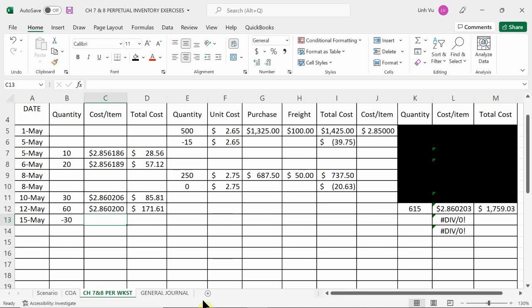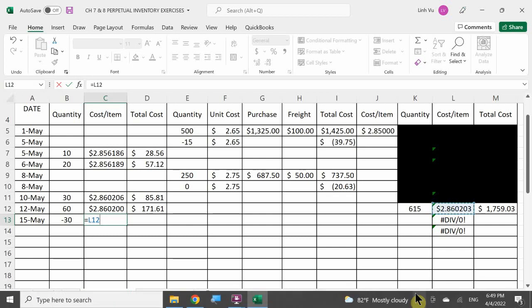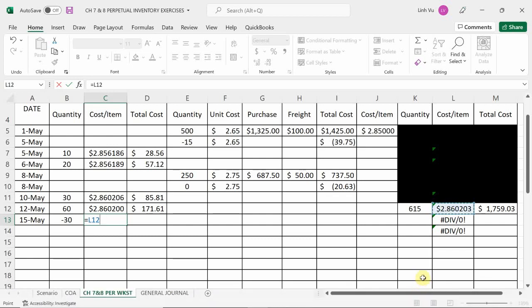So I'm undoing 30 of those. And I'm going to look at what it's costing me right now. How much is it costing me right now? In this case, it's costing me $2.860203. Okay? Which in this case, it's close enough to what you actually originally sold it at.